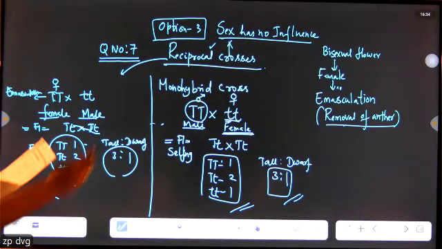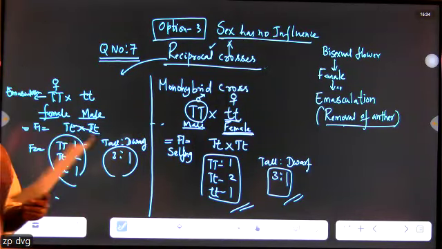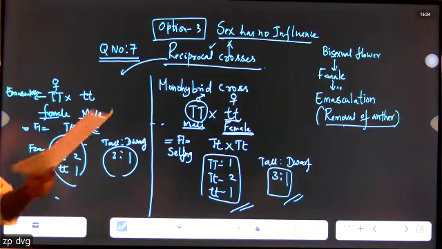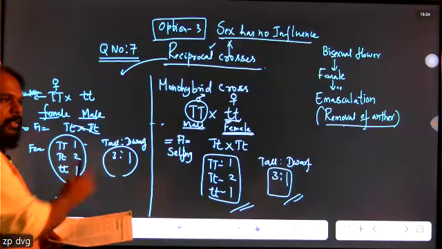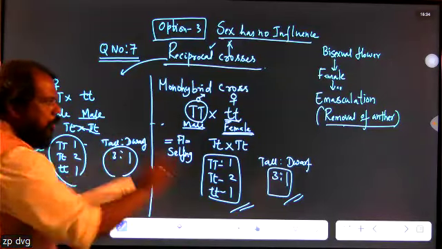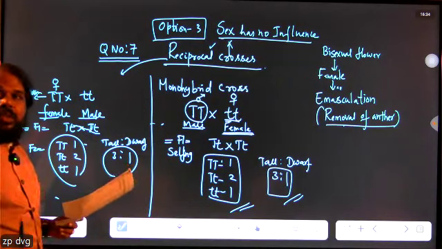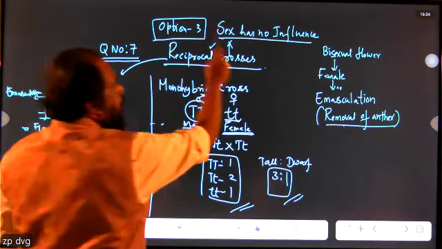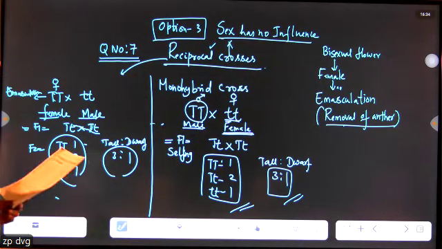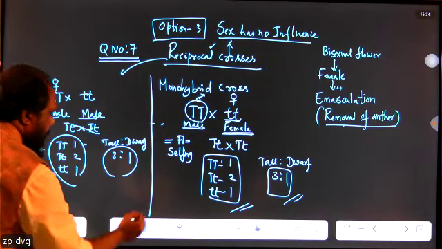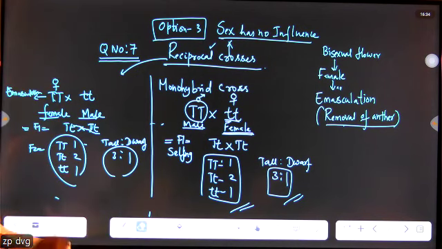Understood now? First, you should know what the reciprocal cross is. In the reciprocal cross, sexes are switched. Even if the sexes are switched, nothing is going to change. Dominance is not going to change. Ratio is not going to change. So what is the conclusion? The conclusion here is that sex has no influence. So the correct option is option 3 for question number 7. Let's go to the next question. Hope you understand.